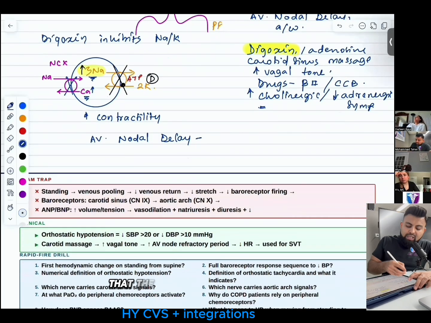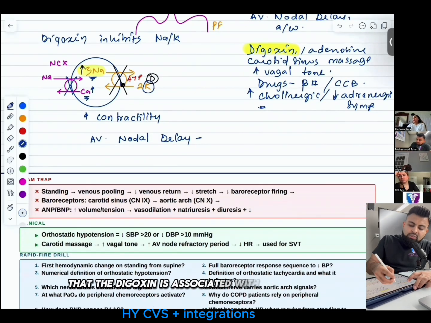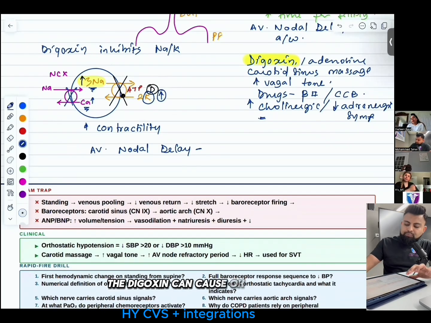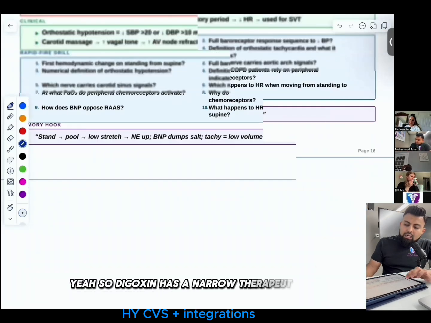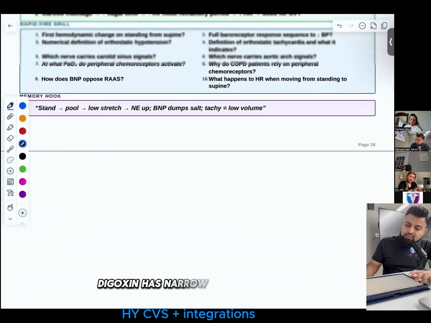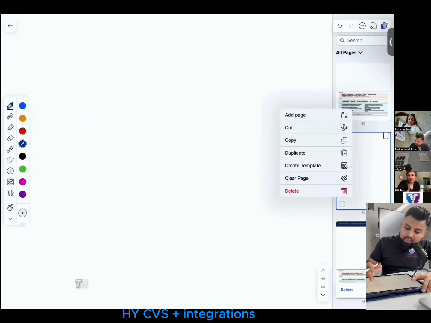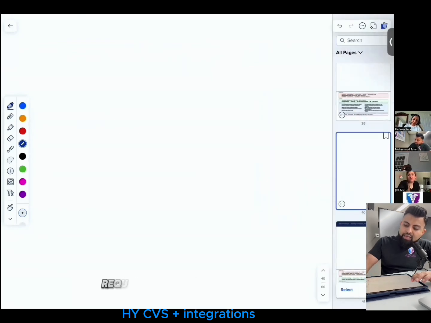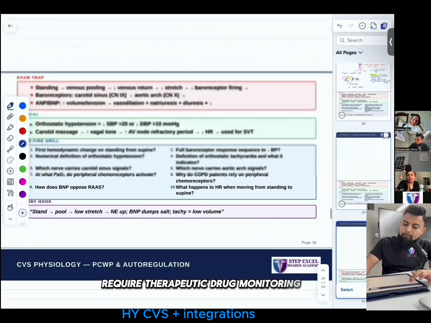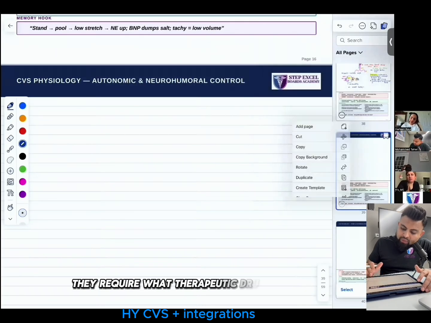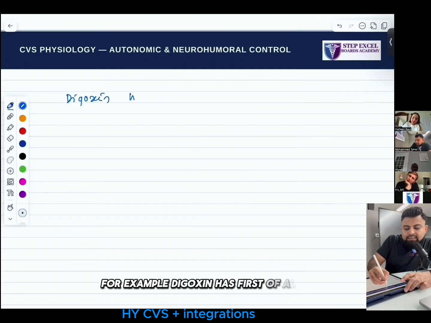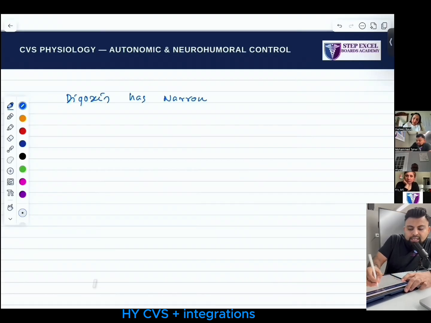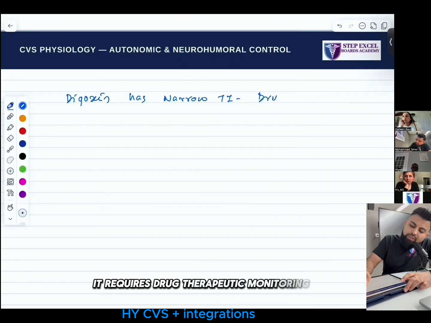And one of the classic complications that the question may talk about is that digoxin is associated with hyperkalemia. Very important. Digoxin has a narrow therapeutic index. The drugs that have a narrow therapeutic index require therapeutic drug monitoring. For example, digoxin first of all has a narrow therapeutic index, and it requires therapeutic drug monitoring.